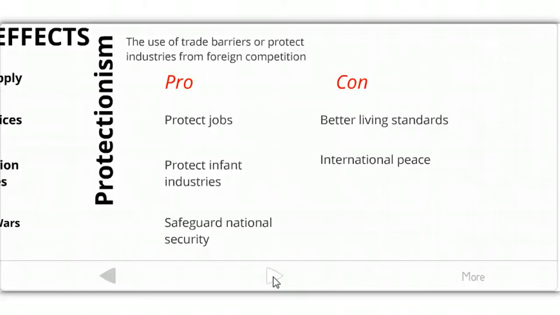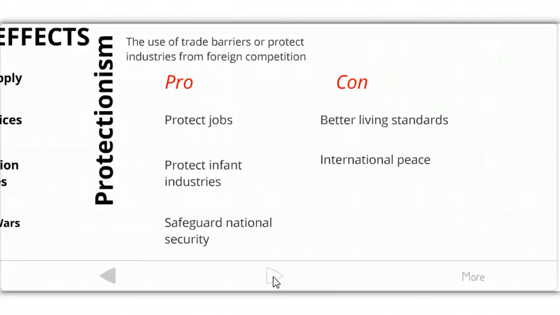Now, this isn't industries for babies. It means industries that are babies themselves, that have just started to grow, and that they need time and they need practice to become efficient. But if we let other countries who maybe are already better at this product compete with us, we'll never get a chance to grow. And the third may be to safeguard national security.